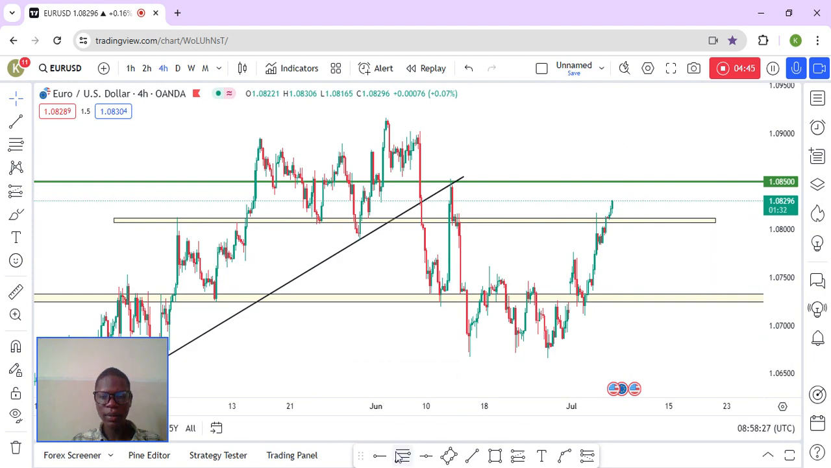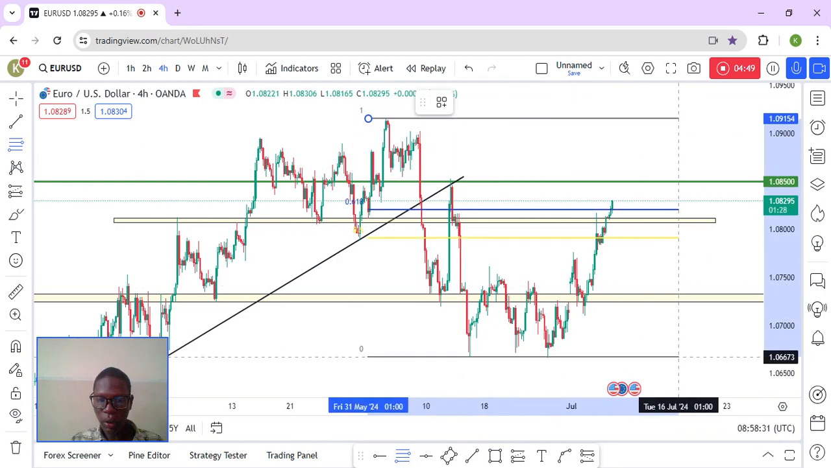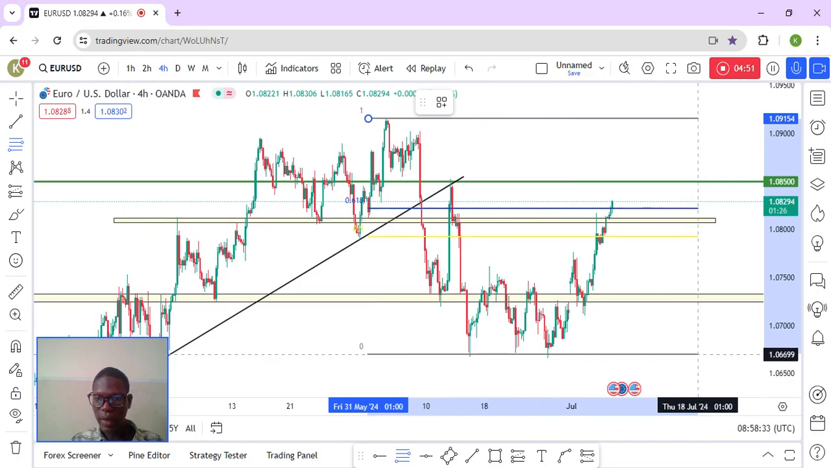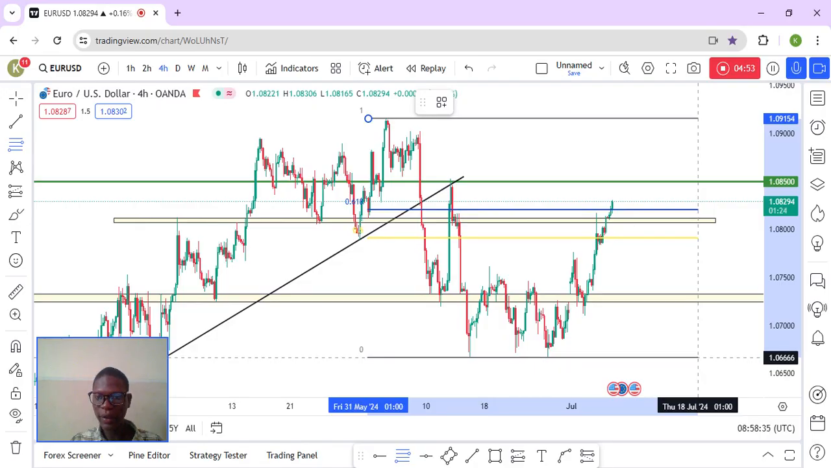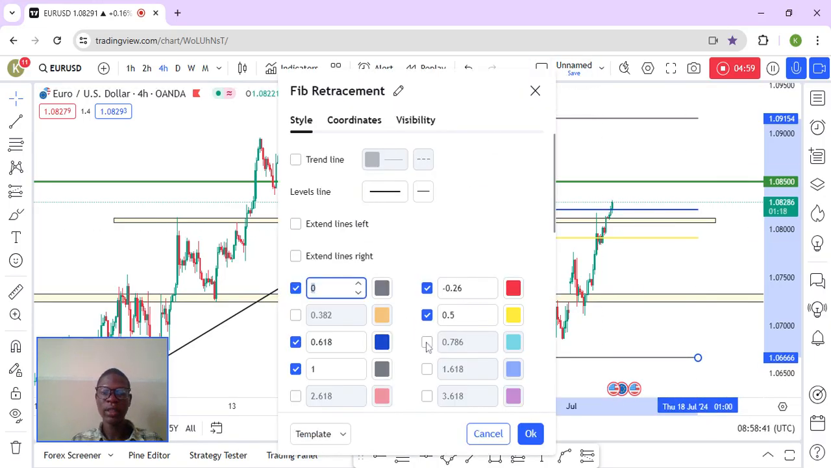If I place my Fibonacci level from swing high to swing low, you guys can see that the market is leaving the 0.618 level already. But if I check and put the 0.786 level, which is also a very powerful level.